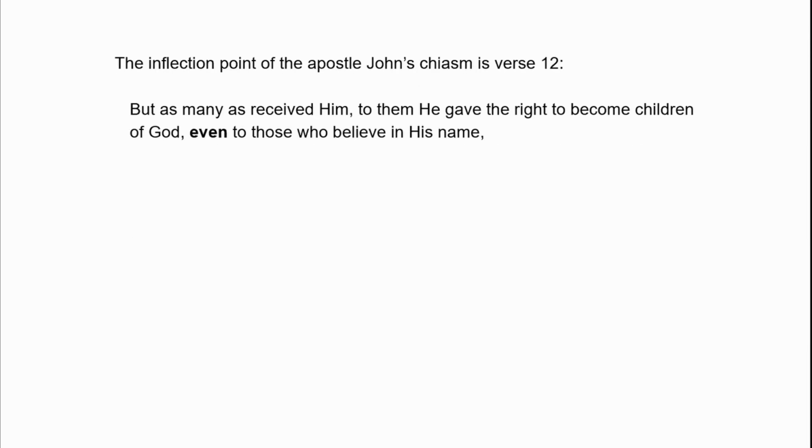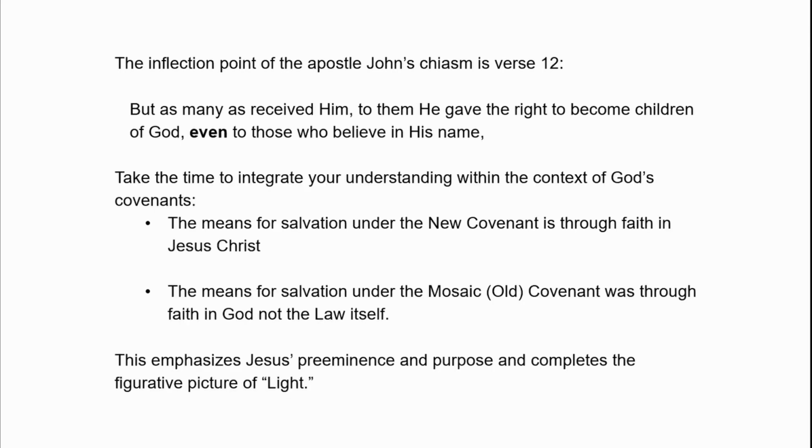The inflection point of the Apostle John's chiasm is, "But as many as received him, to them he gave the right to become children of God, even to those who believe in his name." If you take the time to integrate your understanding within the context of God's covenants, you may realize that the means for salvation under the new covenant is through faith in Jesus Christ. The means for salvation under the Mosaic or Old Covenant was through faith in God, not the law itself. This emphasizes Jesus' preeminence and purpose and completes the figurative picture of light.